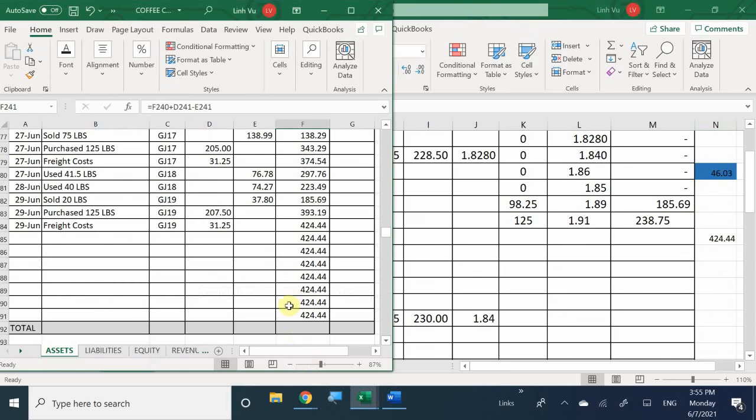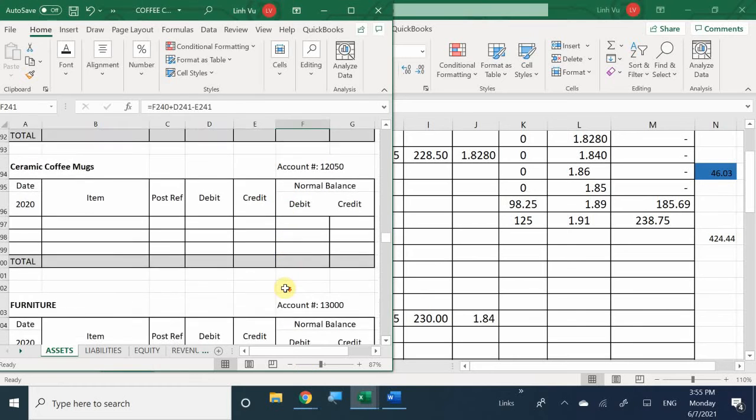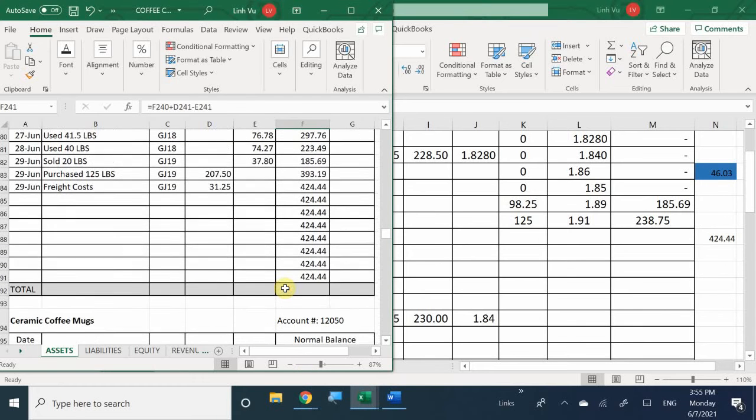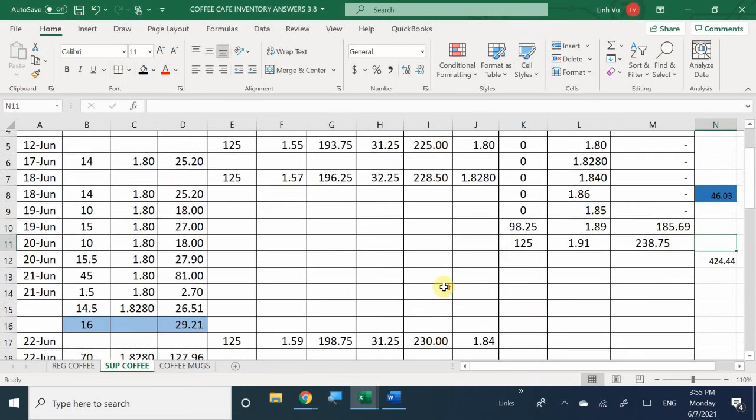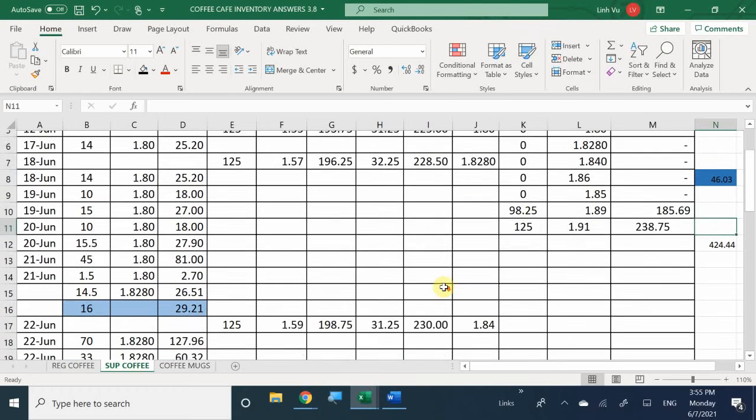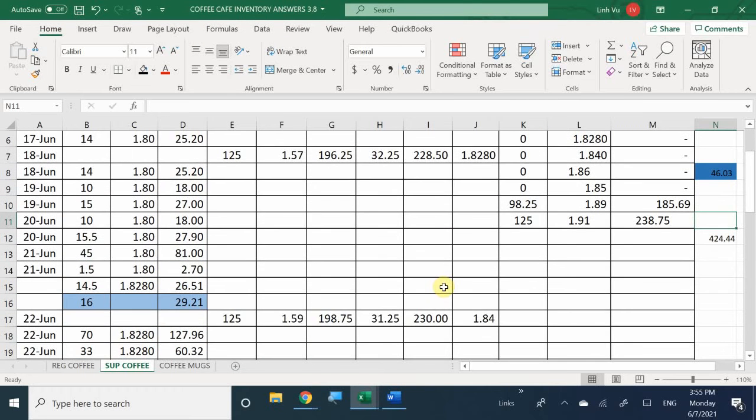And I'm going to go back to our sub-ledger to make sure I'm correct. $424.44. Yes. And we are dead on. And then from here, we've already taken care of the journal, the ledger, sub-ledger, inventory. So I think I've covered all the bases. Good.